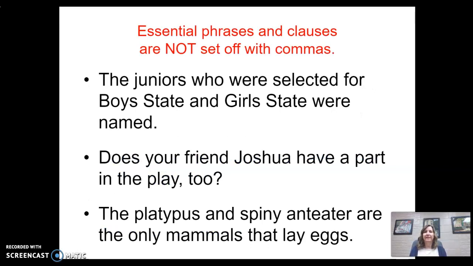Okay, but there are some things that are essential for the meaning of the sentence, and these essential phrases and clauses are not set off with commas. So for instance, the juniors who were selected for Boys State and Girls State were named. If we looked at "who were selected for Boys State and Girls State," that would be the clause in question. Do we put commas around it or not? If we take it out, then the sentence says the juniors were named, but not all the juniors were named. So it's important to the meaning of the sentence for us to know which juniors were named. So we need this clause for the meaning of the sentence. It is essential, so no commas.